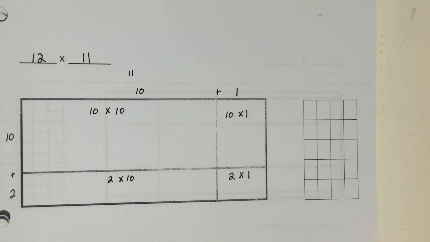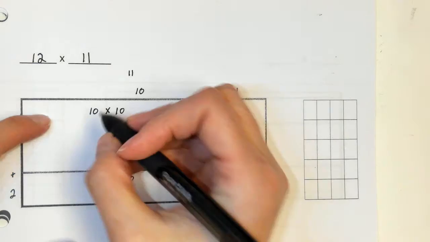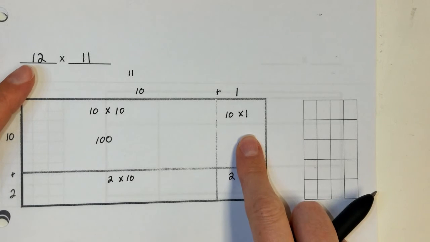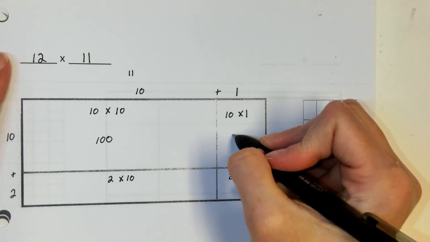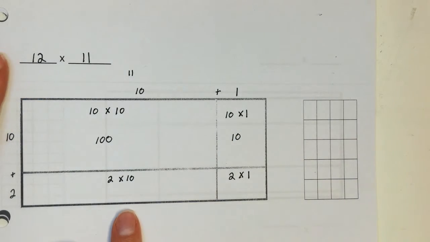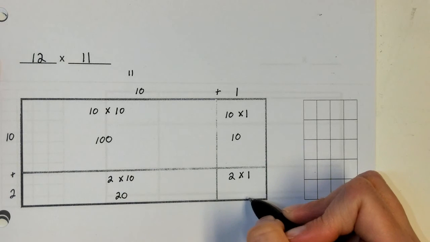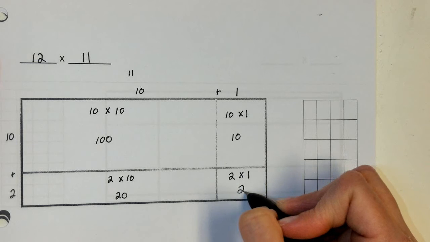All right. So 10 times 10, 100. 10 times 1, 10. 2 times 10, 20. And 2 times 1, 2.